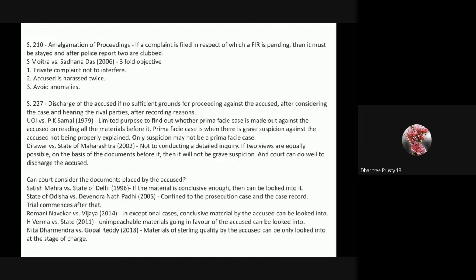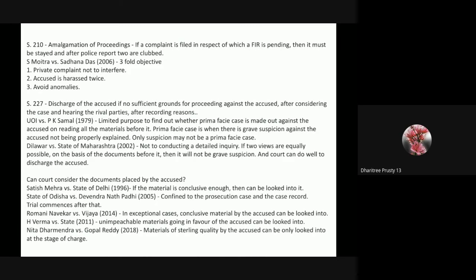But in State of Odisha versus Devendranath Padi 2005, the principle was limited and diluted, as the Honorable Supreme Court held that while hearing the question of discharge, the court is confined to the prosecution case only and the case record before it, and not any other documents that can be placed before the court by the accused.